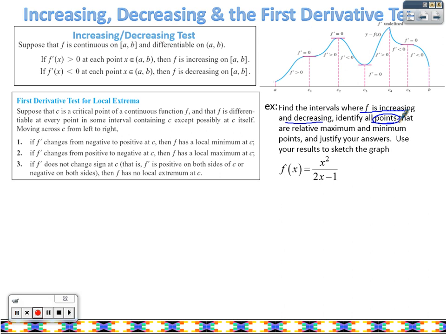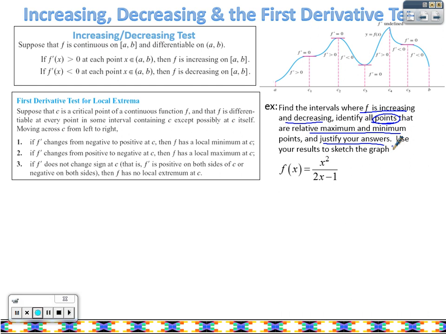We want the points where we have a relative max and min, and we want to justify. Okay, we want to justify. So another issue we need to speak about since we're going into this: these topics are always on the test, period.